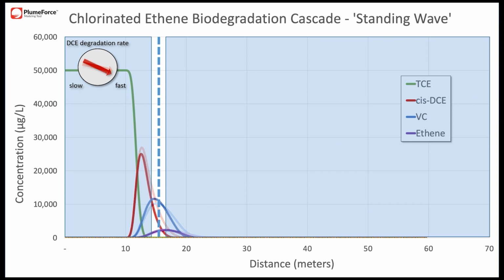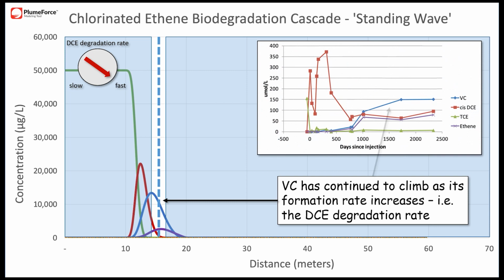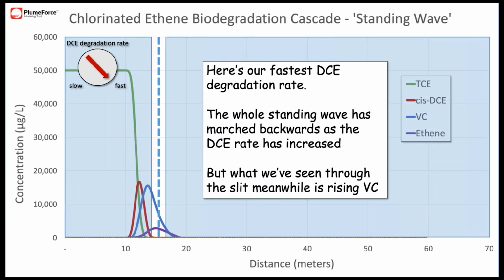Faster, faster, faster. And so this is the maximum rate that we're going to look at. The vinyl chloride has continued to climb, DCE has continued to drop. And that's kind of the qualitative pattern that we saw with the site data. So this is our fastest degradation rate. The whole standing wave that we can see has marched backwards up gradient as the DCE degradation rate has increased. But what we've been able to see through this slit window has simply been an increase in the vinyl chloride and a reduction in the DCE.